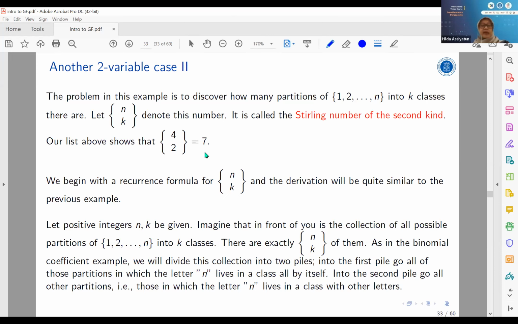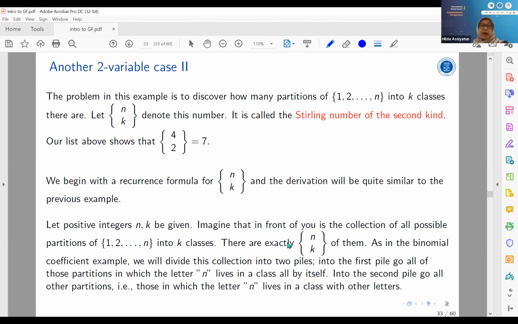Similar to the previous example of binomial coefficients, we need to construct the recurrence for these numbers. Imagine that in front of us we have the collection of all possible partitions of the set of n objects into k classes. There are this many of them.